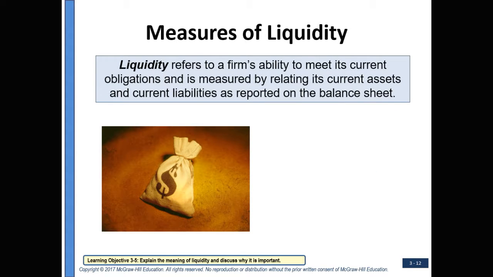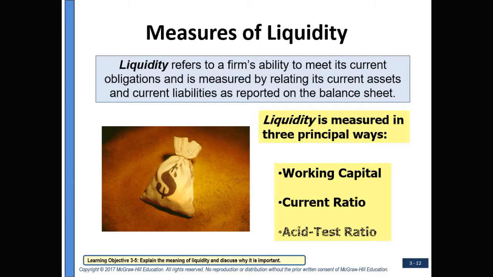We're going to begin talking about liquidity. Liquidity is very important because it refers to the ability of a firm to meet its current obligations and is measured by relating its current assets and current liabilities as reported on the balance sheet. There are three key ways that liquidity is measured: in working capital, in the current ratio, and in the acid test ratio.